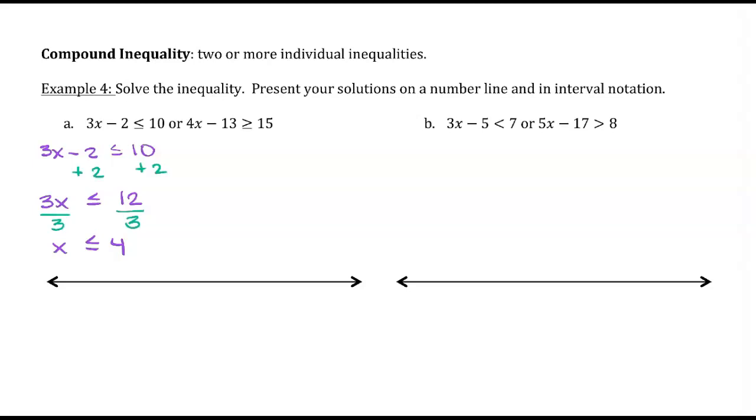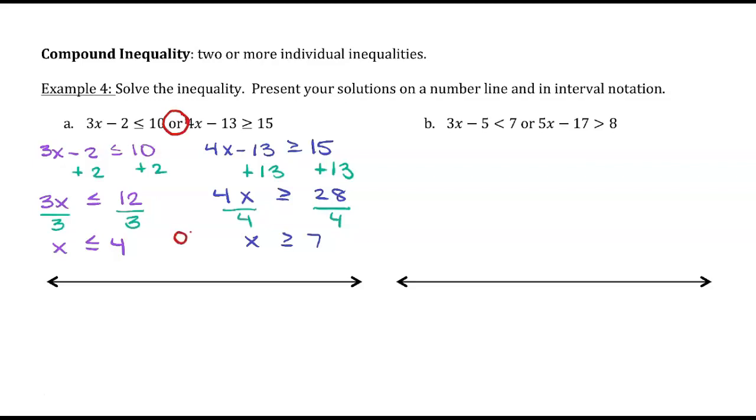Now let's solve the second inequality. We have 4x minus 13 is greater than or equal to 15. Adding 13 to both sides, we have 4x is greater than or equal to 28. Dividing both sides by 4, we have x is greater than or equal to 7. Again, we have this word in between, or. That is, solutions to this compound inequality are values of x that are less than or equal to 4 or greater than or equal to 7.